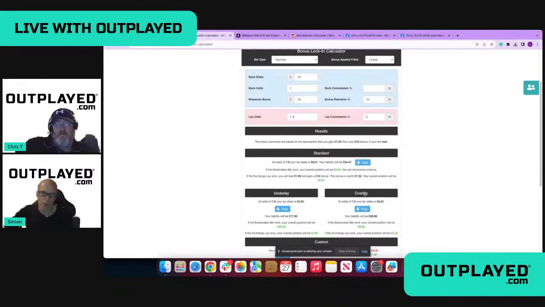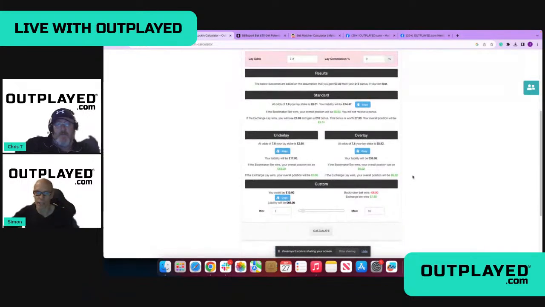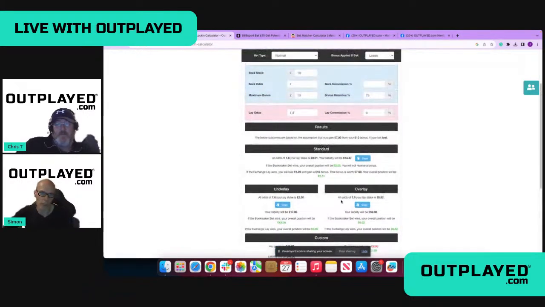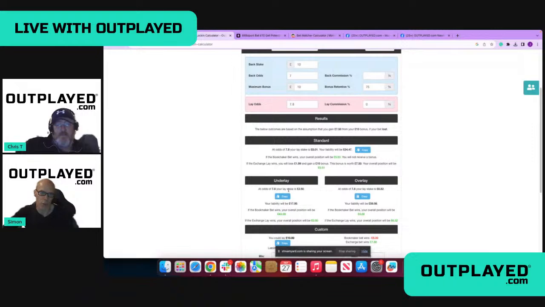Very rarely I would suggest overlaying or underlaying. They're there if you want to. If you underlay it, then if the exchange lay bet wins, you make no profit, and you make more profit if the bookmaker bet wins. Some people like to do that. There's almost never a reason to overlay.